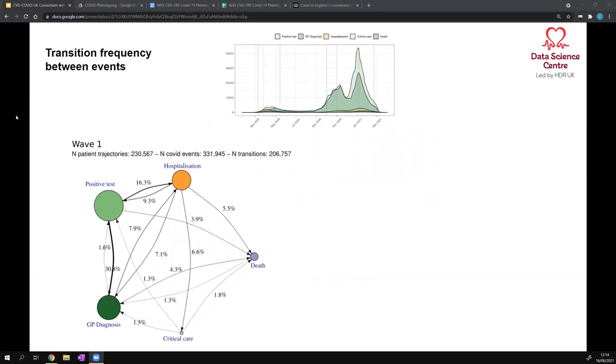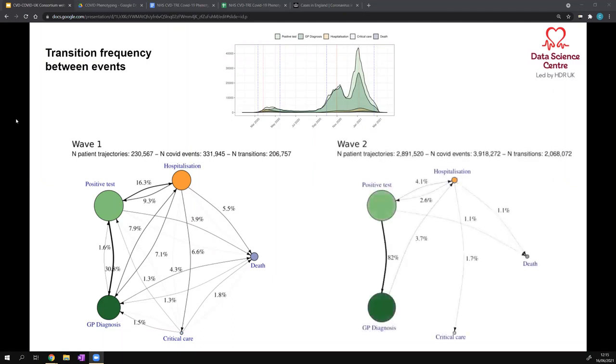So what you see here is a network plot, basically showing all the transitions between these different 5 events. So the circle sizes are relative to how many people had this COVID event, and the numbers on the arrows are relative to the total percentage of people who had that particular transition. So say from positive test to hospitalization, we saw 16.3% of all the transitions were between those 2 event types. And we can then compare wave 1 with wave 2.